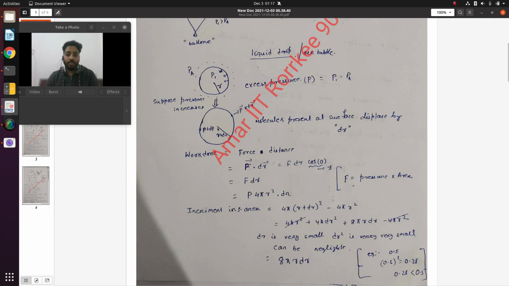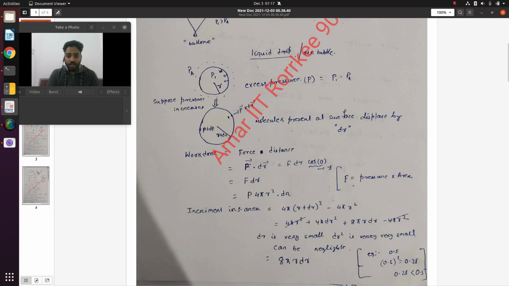Okay, and what happened, the radius also increases from r to r plus dr. You can see here those molecules present before expansion on the surface of this liquid drop are displaced by the distance dr due to the expansion. Since the molecules are displaced, there is some work done.